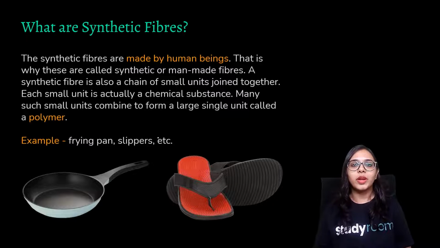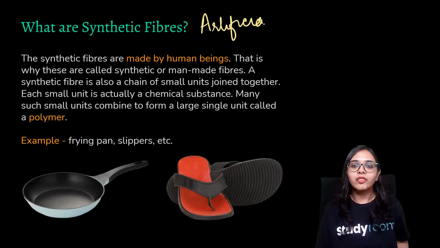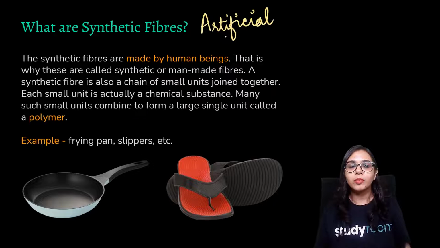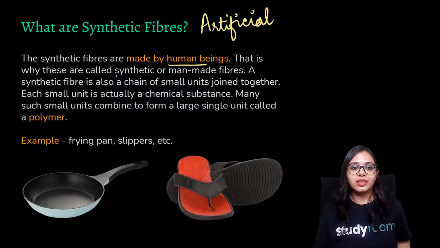Synthetic fibers are made by human beings. They are processed, they are made artificially by human beings. Synthetic fibers do not exist in nature, but some raw materials do exist, and by combining those raw materials, we humans are able to synthesize synthetic fibers. That is why this is also known as man-made or synthetic.